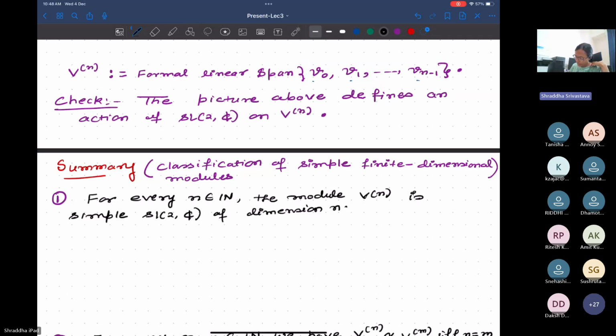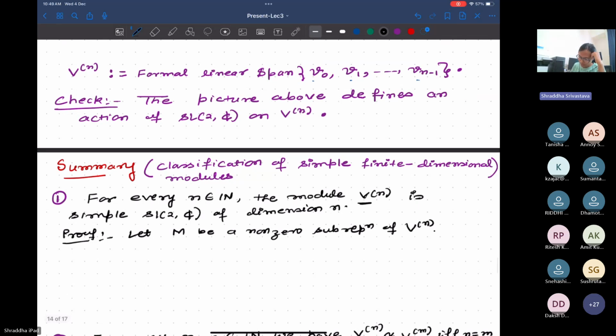So we start with a natural number and this representation of SL2C. Then the claim is actually simple. If we can show that every non-zero subrepresentation of Vn is the entire Vn, then we'll be done. So start with M, a non-zero subrepresentation of Vn. Then the claim is that M is actually the entire Vn.